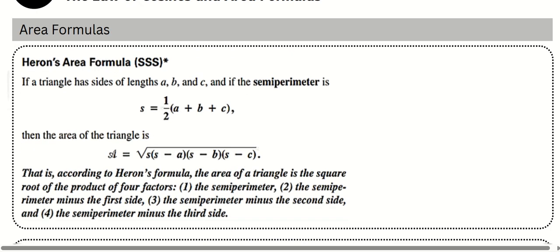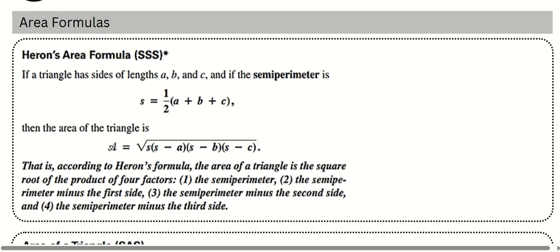So again, the second part of this section is dealing with the idea of areas. In order to find the area of a triangle, we need to find the height. However, some oblique triangles don't have the height, and so we have these two different formulas that help us find the area of an oblique triangle.